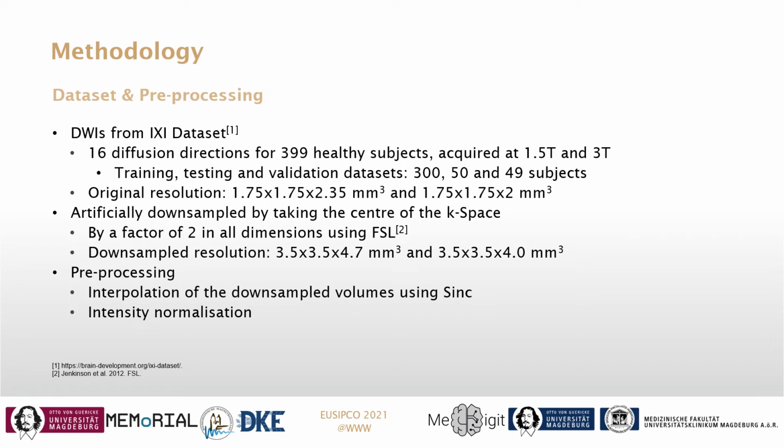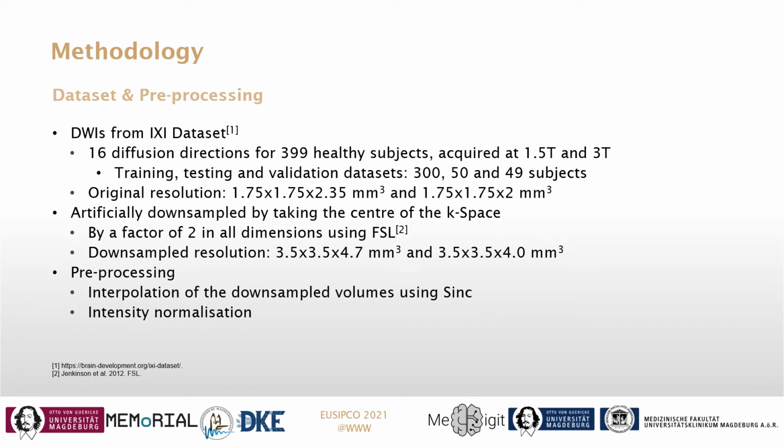As UNet-like models require the same matrix size for both input and output, the undersampled images were interpolated using sinc interpolation, which is basically zero padding the k-space before supplying them to the network. And also, intensity normalization was performed as an additional pre-processing step after interpolation and before supplying the data to the network.